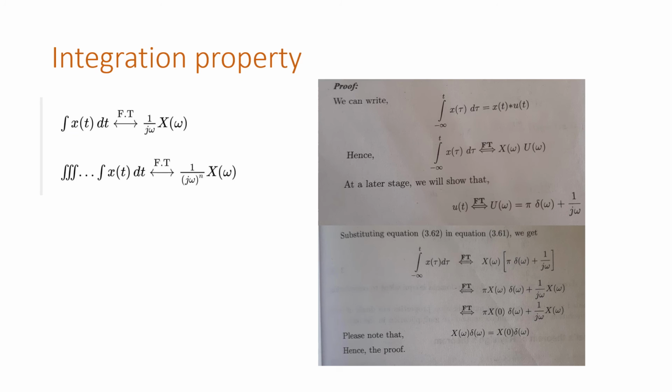Another property is integration property. Here my input signal is integrated, and by applying the Fourier transform to this integrated signal, I have got the output as 1 by j omega into x of omega.